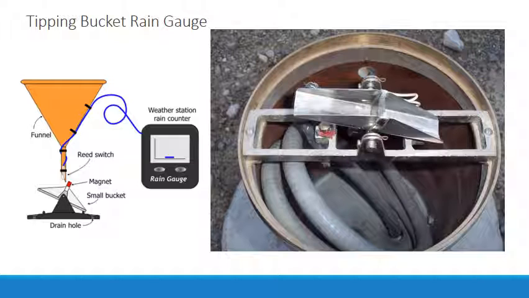Each time a compartment tips, an electrical circuit is closed, and 1/100th of an inch of precipitation is automatically recorded on a data logger. And the output from a tipping bucket gauge then is really just a list of the points in time when the circuit closed. So you can imagine that makes a very different kind of precipitation graph.